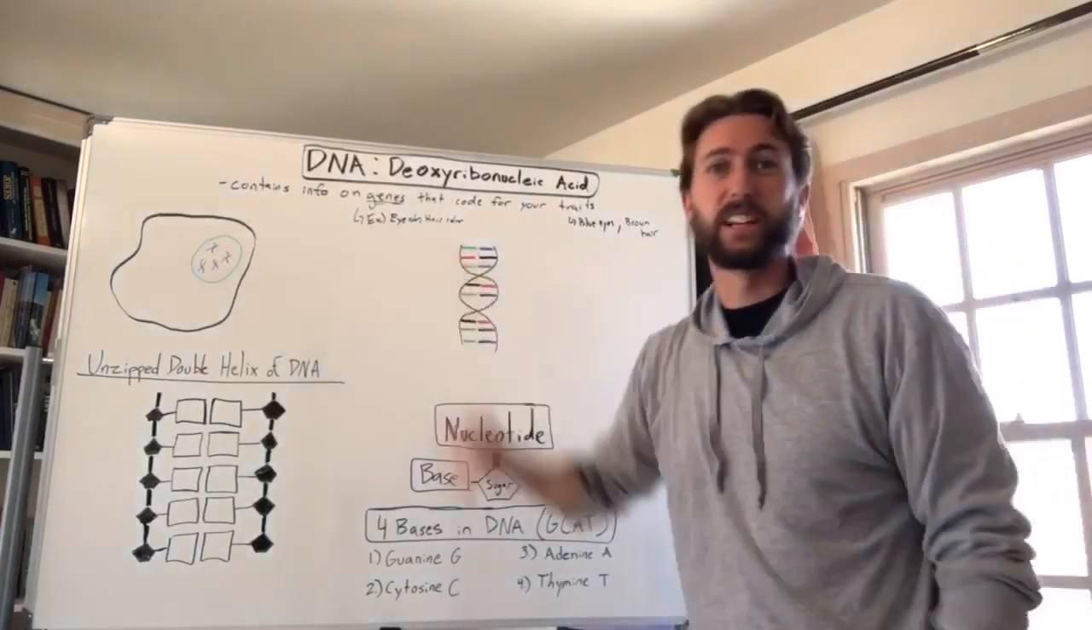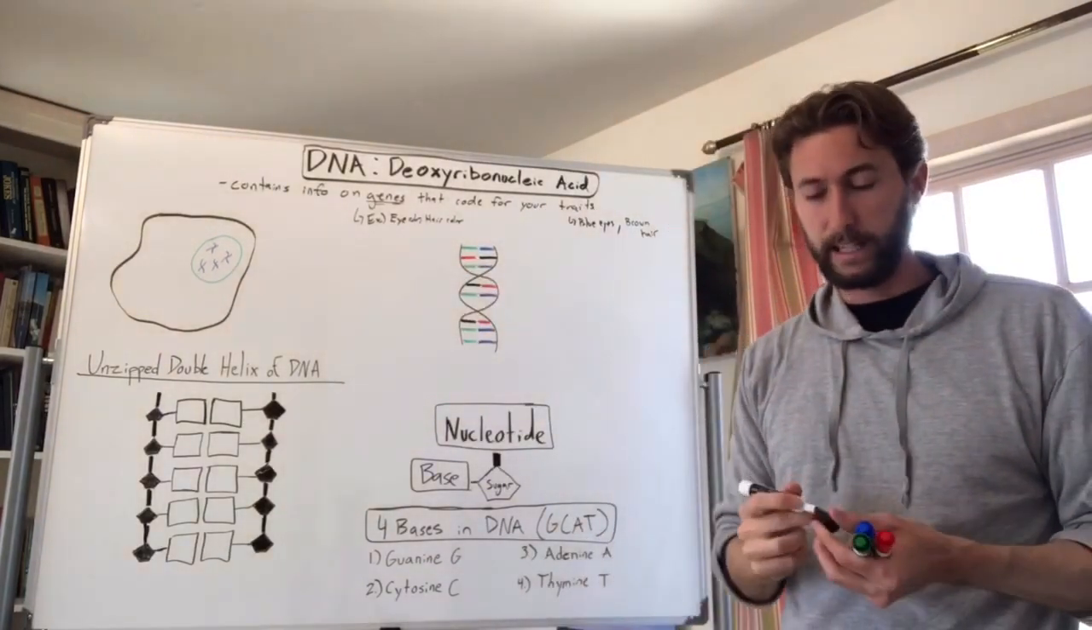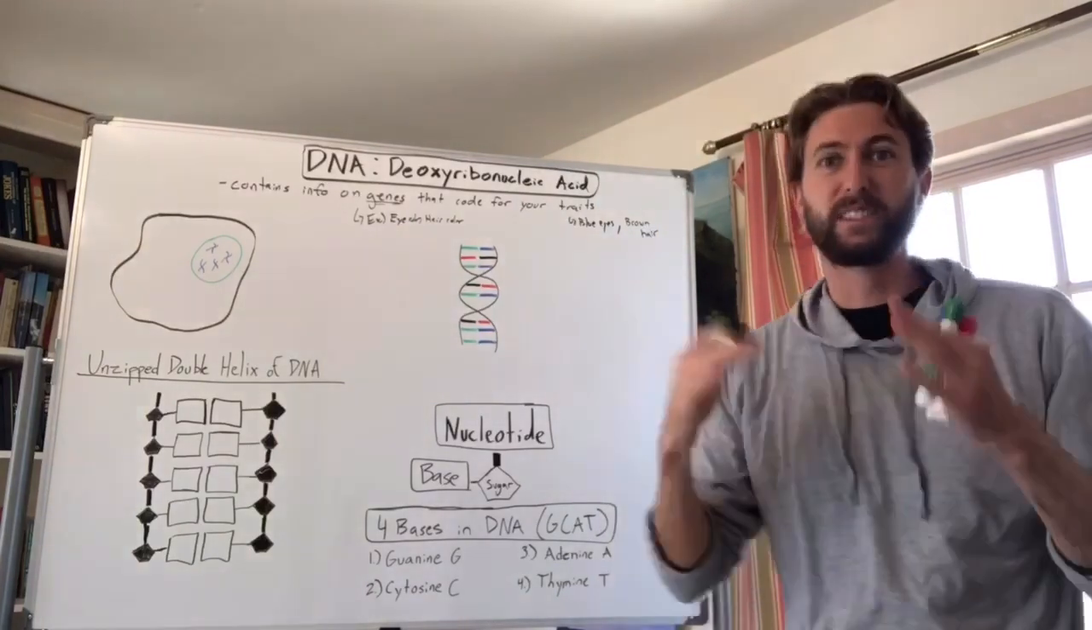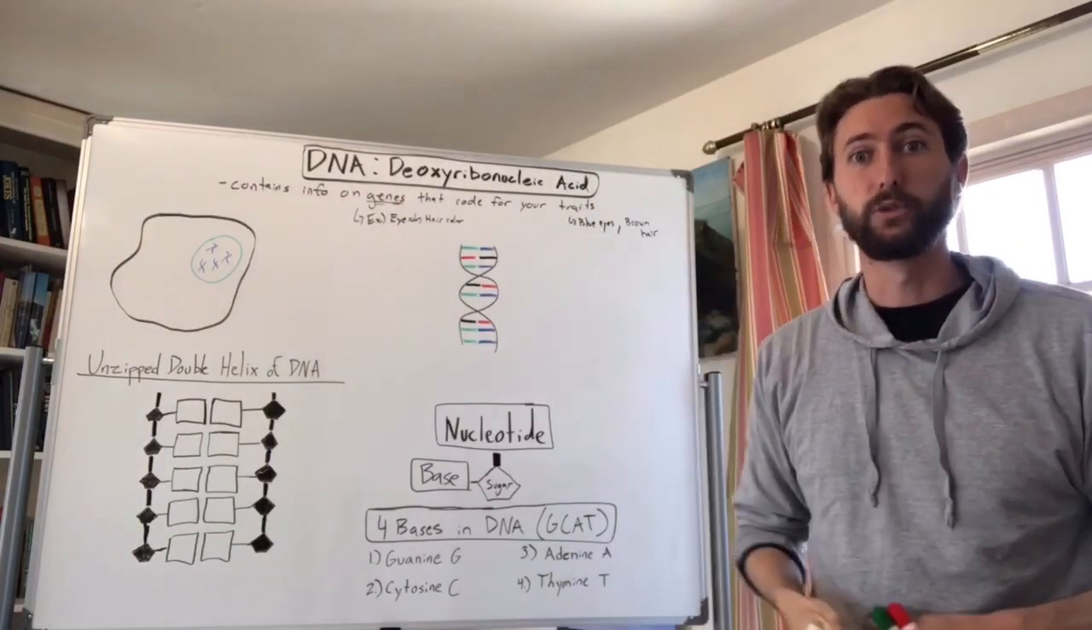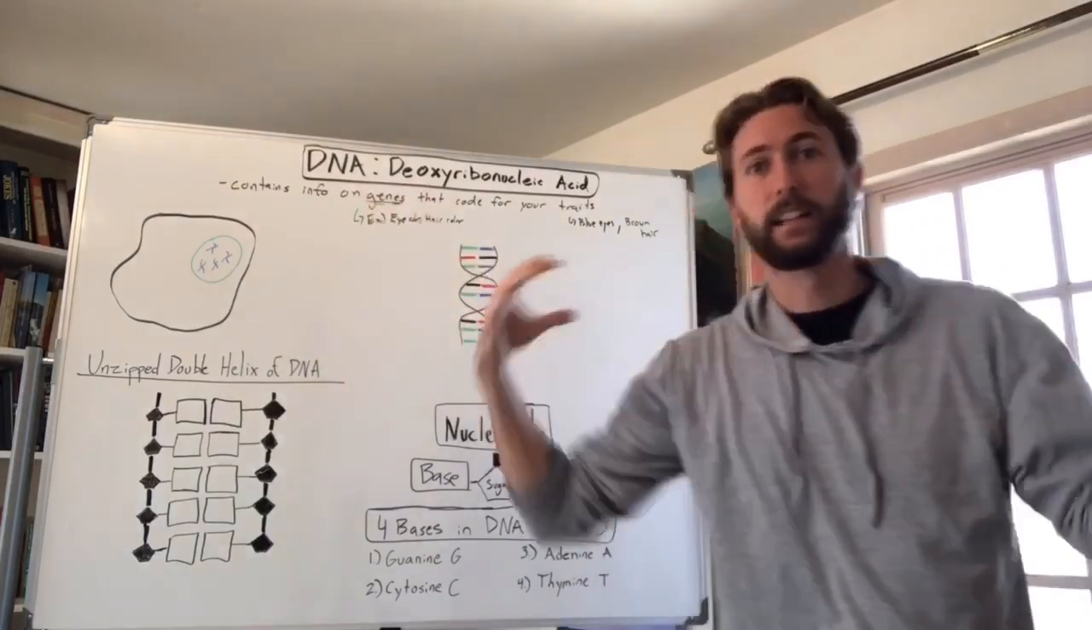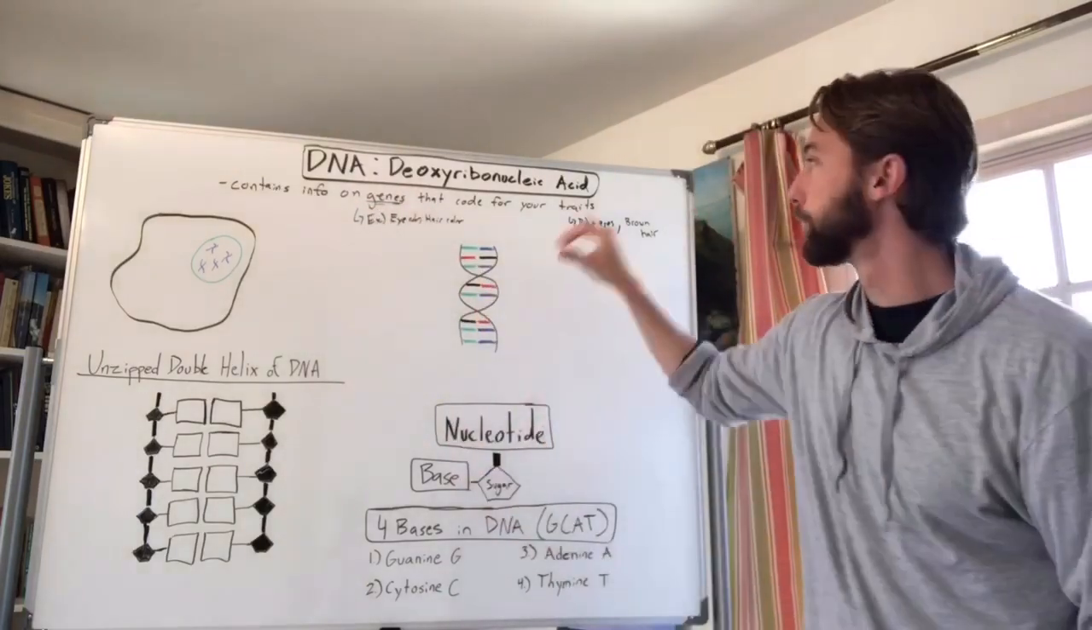So genes are sections of DNA that code for traits. We'll talk more about that in a minute. And then your traits are the specific appearance that shows up. So DNA carries all the information on genes that code for specific traits.